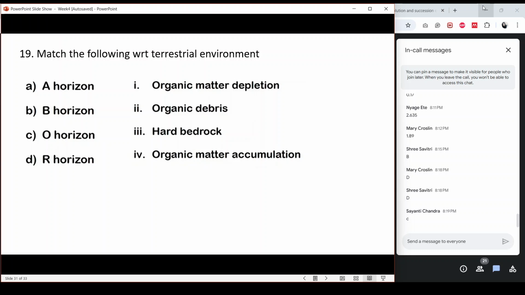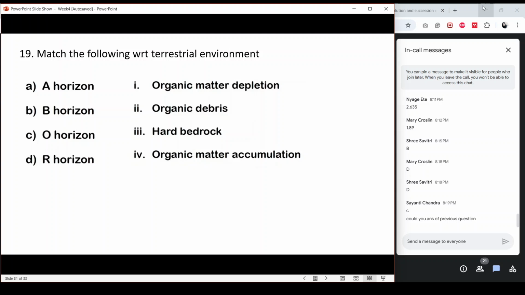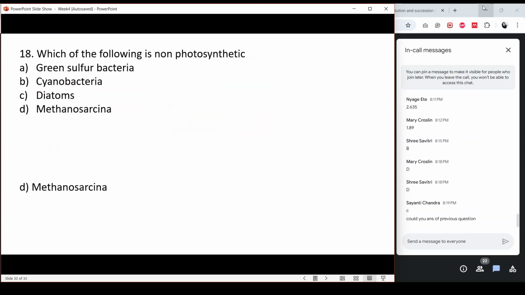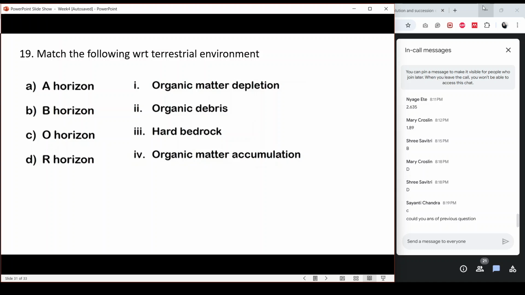So the next match-the-following type question is there. We need to match the following with respect to terrestrial environment. The previous question is option D only. So Anthony, the previous question is option D. The others are photosynthetic. Only the last one is non-photosynthetic. So the next question is match the following with respect to terrestrial environment.